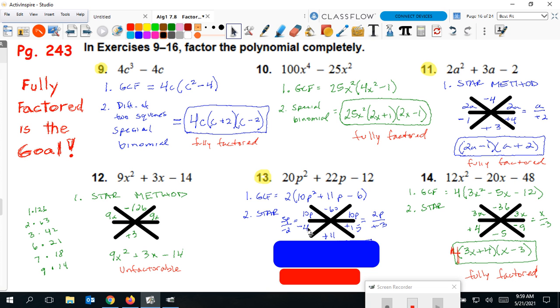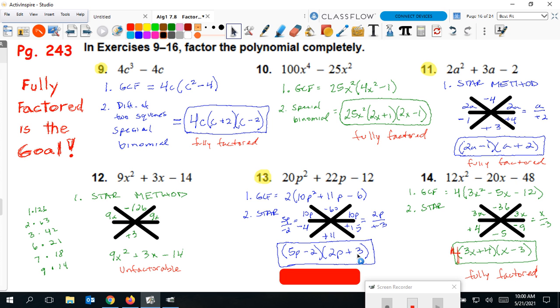Now both sides need to be reduced. This one can be reduced by 2. So 2 goes into 10p, it becomes 5p. 2 goes into negative 4, it becomes negative 2. So 5p over negative 2. This one, 5 can go into both of these. 5 goes into 10 2 times, so 2p on top. 5 goes into 15 3 times, so positive 3 on the bottom. Now we see our two binomials there: 5p minus 2 and 2p plus 3.